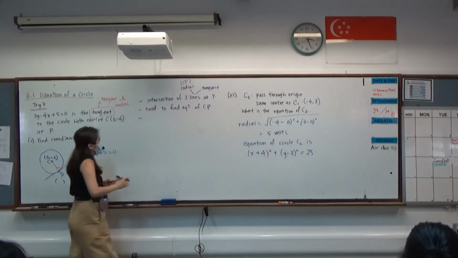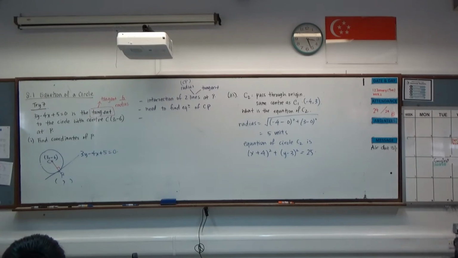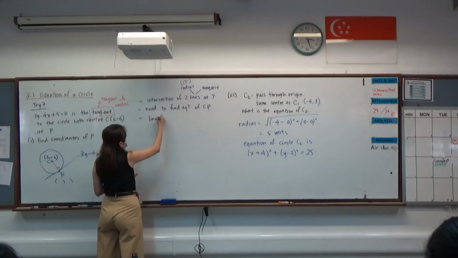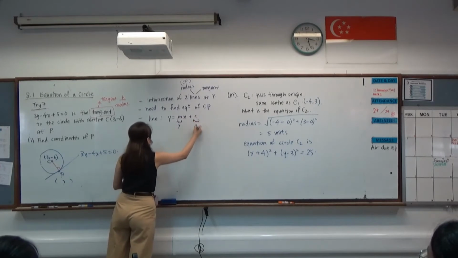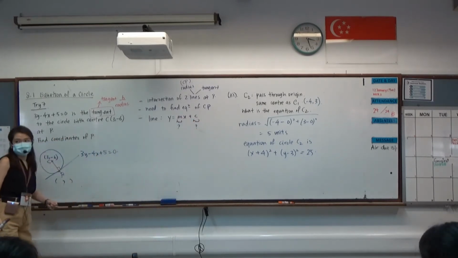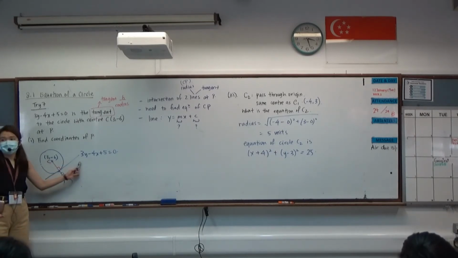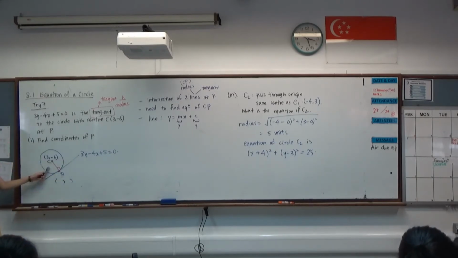Then we need to ask ourselves, what is the equation and how to find the equation? It is a straight line, so y equals mx plus c. We need to know the gradient and the y-intercept. Can we find the gradient? How do we find the gradient? By making use of the tangent. Because of the tangent, we can find the gradient of the perpendicular one. So we can find the gradient for this line.